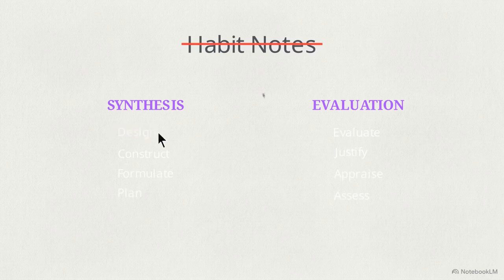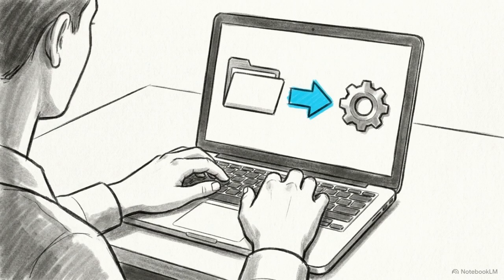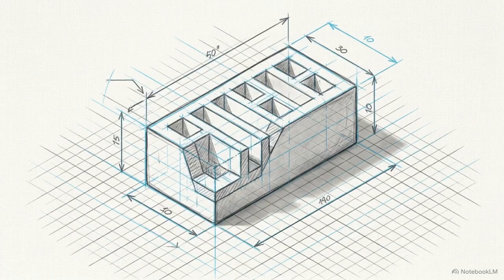Rewrite your title using an active verb from the evaluation or synthesis tiers. Instead of habit notes, use design a recurring morning routine or evaluate the effectiveness of habit stacking. Titling notes with measurable verbs transforms the title from a label into a specific set of instructions for your future self to execute. Step 4 creates the intermediate packet.